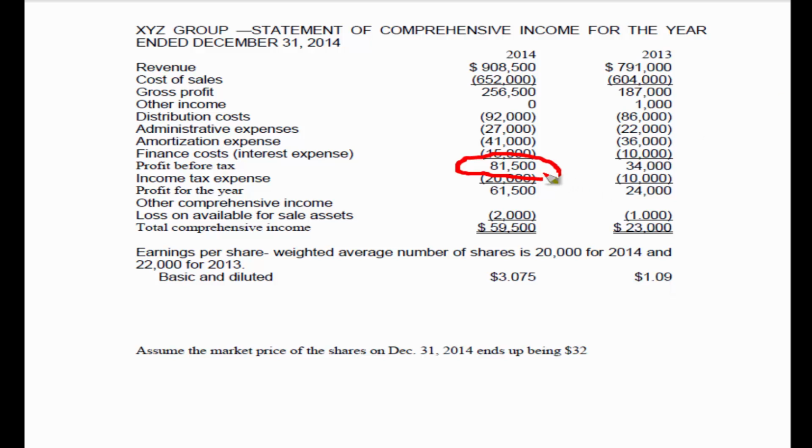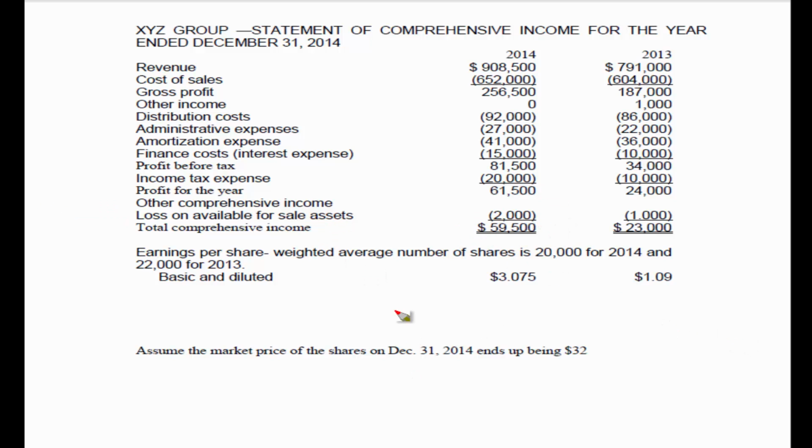This is the amount that the company makes in their ordinary course of business. Next, the company will calculate their income tax expense to give them their profit for the year. This is the operating profit less income tax expenses. Afterwards, any other gains or losses or anything else that they don't ordinarily do, such as in this case, a loss on an available for sale asset or a strange type of investment, is deducted or added to come up with total comprehensive income for the year.